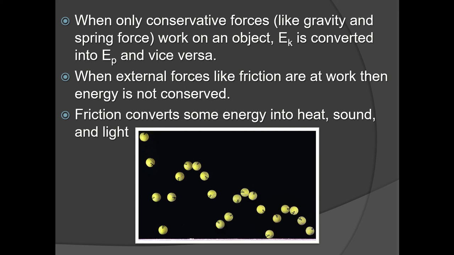Friction converts some energy into heat for the most part, sound, and light. So those are the common ways you can lose energy. For example, here's a real life scenario. We have a time lapse of this tennis ball that's bouncing. You can see that it starts high, and then on the next bounce, it's much lower. And then on the third bounce, it's lower still, and so on.